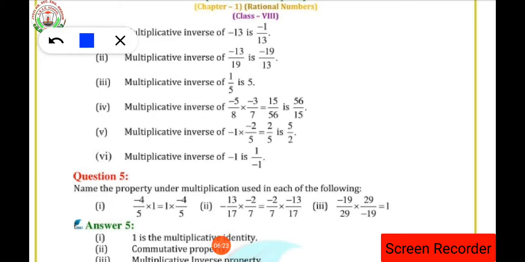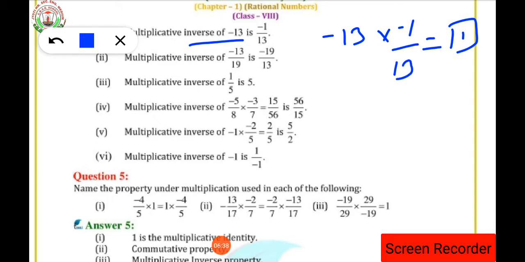So let's solve the first one, minus 13. What will be the multiplicative inverse of minus 13? That means we should get the answer as 1. So what should be multiplied over here in order to get the answer as 1? That will be minus 1 by 13. Reciprocal of minus 13 will be minus 1 by 13. So minus will become plus, and 13 will get cancelled from the numerator and denominator. So the answer will be 1.